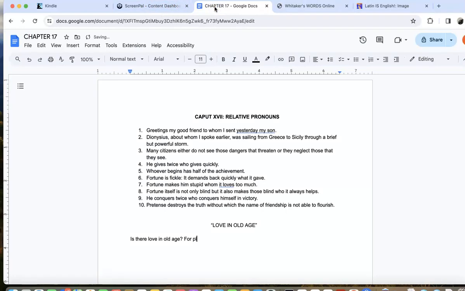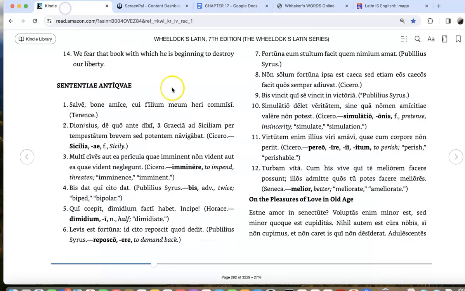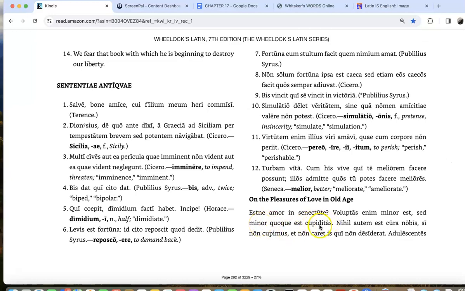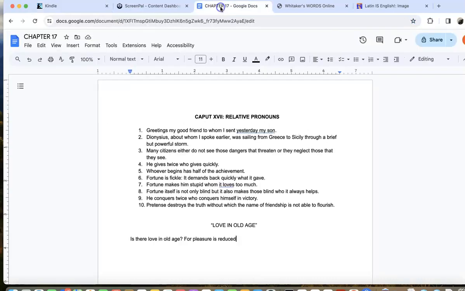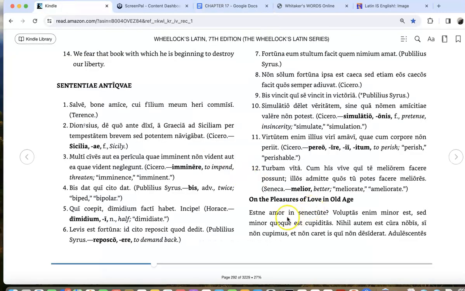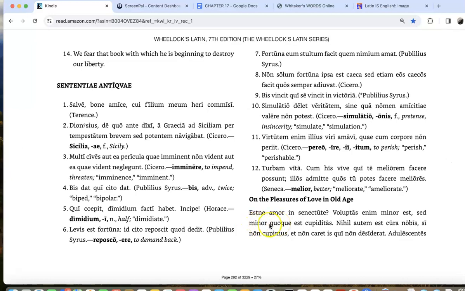For pleasure is reduced. In other words, there is less pleasure. But less too is desire. But less, or quoque can also mean also, but less also is desire. Think of Cupid.